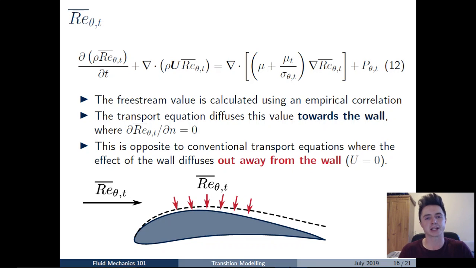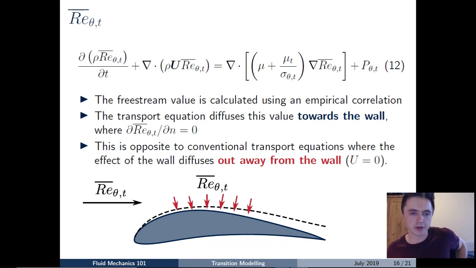And so what is the transport equation for this quantity? Well, as you might expect, it takes a very similar form for transport equations that we use for all properties in our CFD codes. We have a time derivative and a convection term on the left-hand side, and then we have a diffusion term on the right-hand side and a single production term there, P theta T. Now, the way this transport equation functions is slightly different to other transport equations which we might be used to, and so we're going to have a small think about how this transport equation works because it's slightly different.